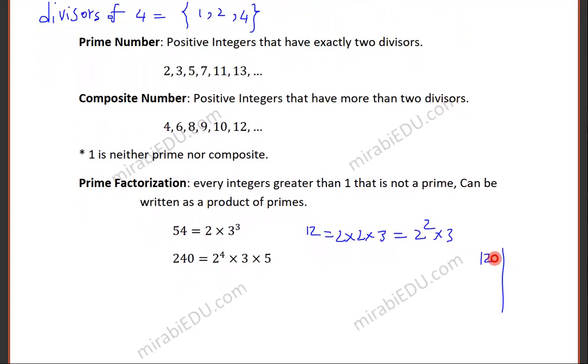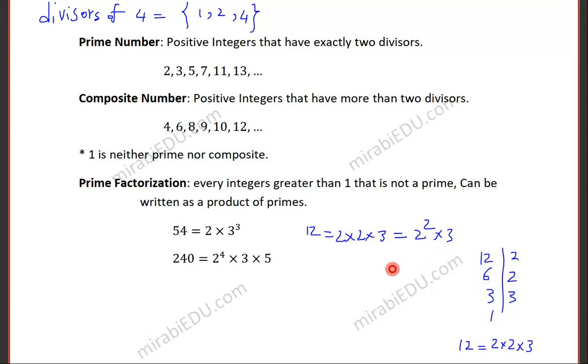For example, 12, is it divisible by 2? Yes. Okay. Again, divisible by 2? Yes. Now, 3 is divisible by 3, and then we'll get 1. So 12 is composed of two 2's and one 3. So 2 times 2 times 3, or 2 squared times 3.